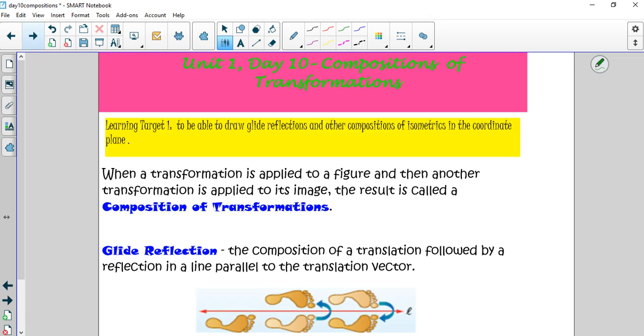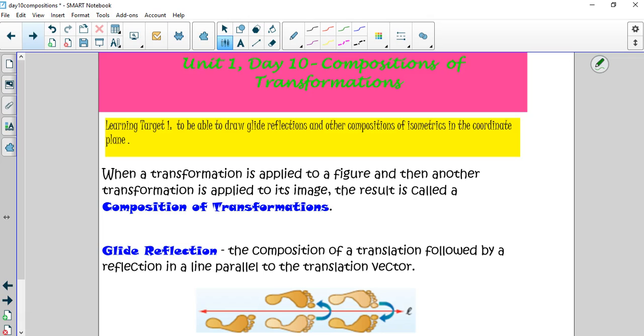Okay, day 10, compositions. So now we're going to be able to draw glide reflections and other compositions of isometries in the coordinate plane. Doesn't that sound like fun? When a transformation is applied to a figure and then another transformation is applied, the result is called a composition of transformations.